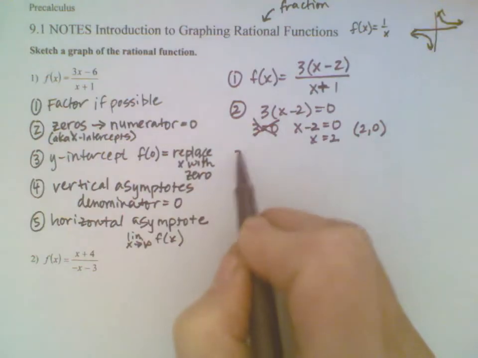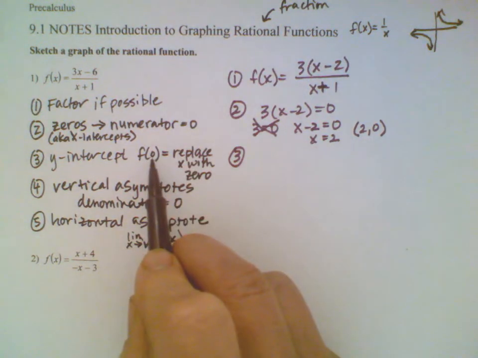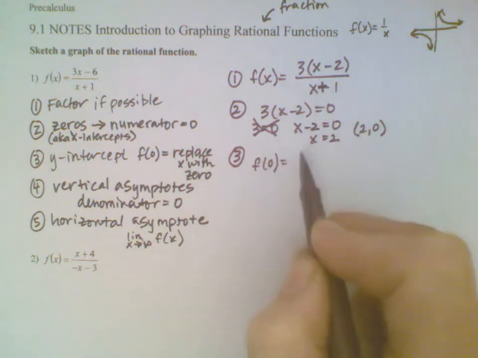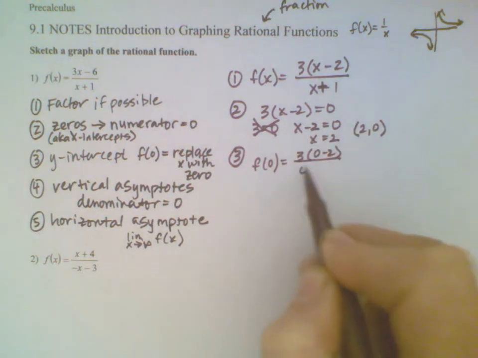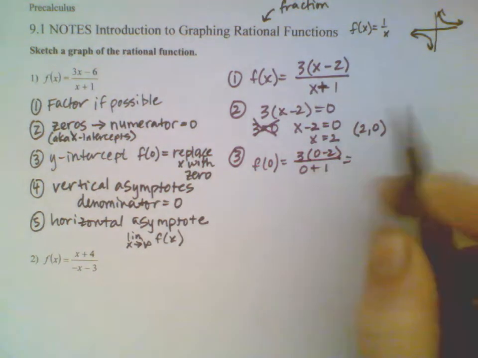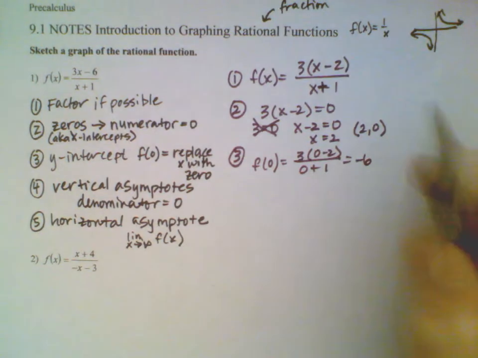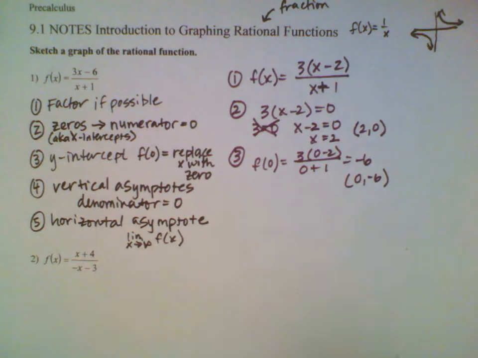So my third move is to find the y-intercept. That means I replace x with 0. So in the whole function, f of 0 becomes 3 times (0 minus 2) over 0 plus 1. And when I do my math on that, I get negative 6. 3 times negative 2 divided by 1. And so my y-intercept is at (0, -6). Okay, so cruising right along.